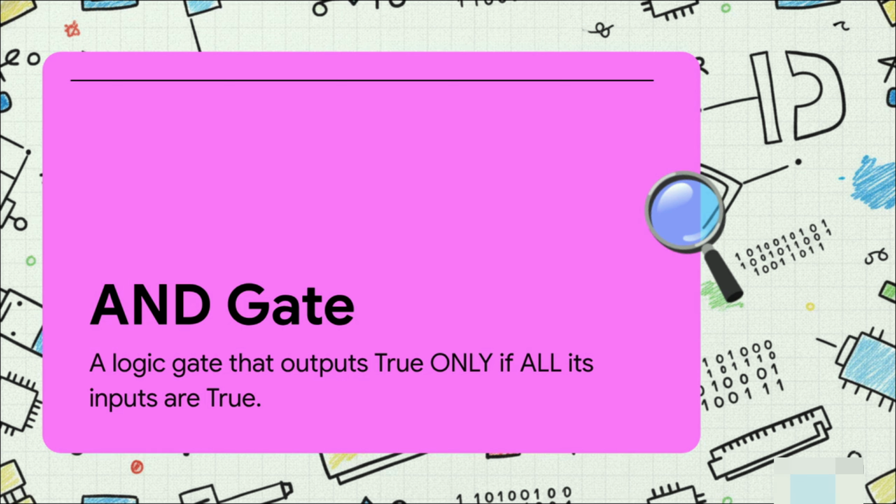Let's start with the AND gate. The rule here is strict. It outputs true only if all its inputs are true. Imagine a high-security bank vault that requires two managers to turn their keys at the exact same time. If manager A turns their key, but manager B doesn't, the vault stays shut. It's a 0. Both keys literally must be a 1 for that door to open.